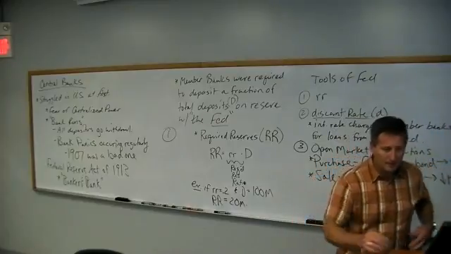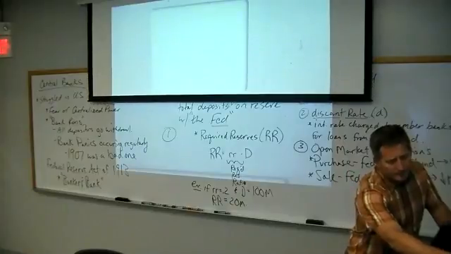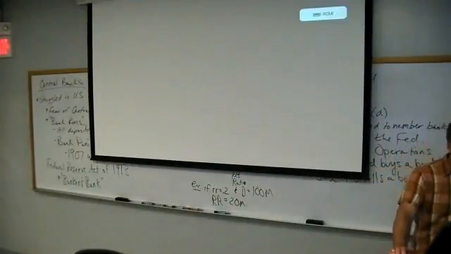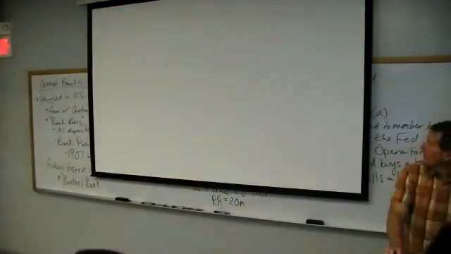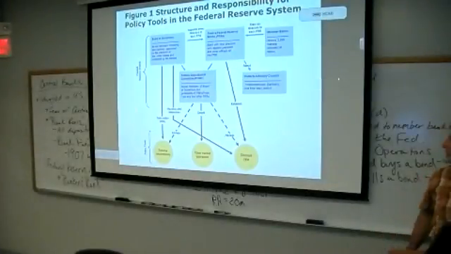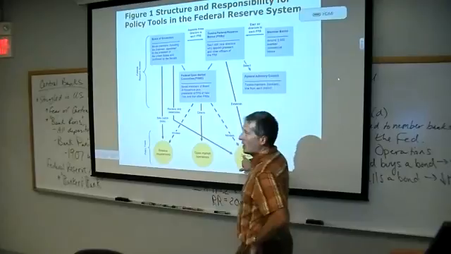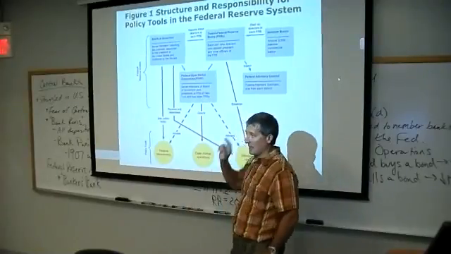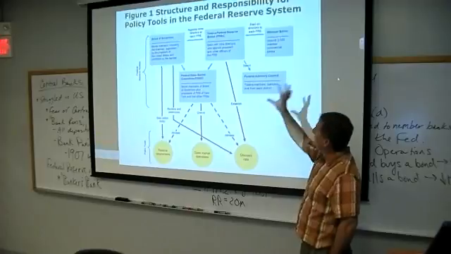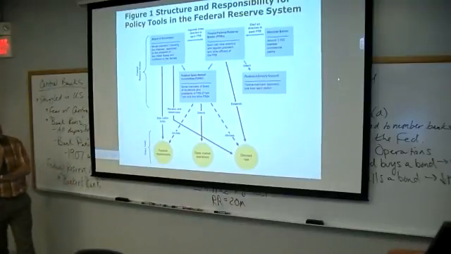All right, so your textbook has a nice picture for us to look at, to think about the flows and the setup of the Fed. Okay, down here are the policy tools that we just covered: reserve requirements, open market operations, and the discount rate. And then there are different areas of the Fed that take control of different things and do different tasks.